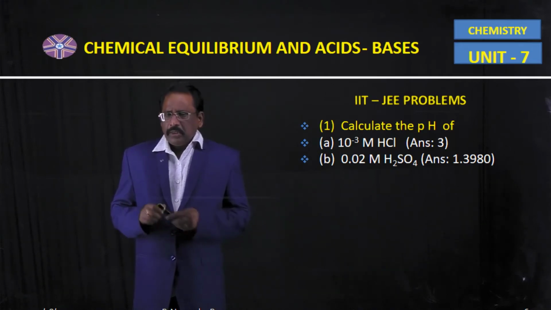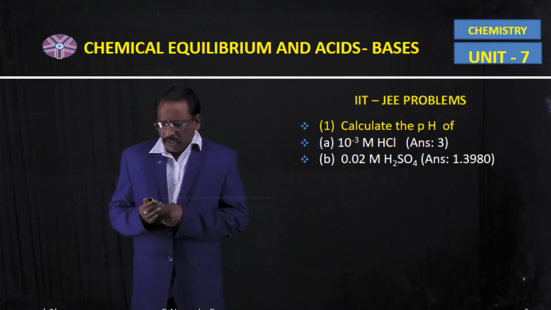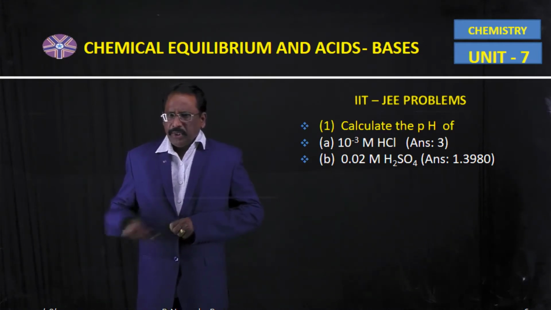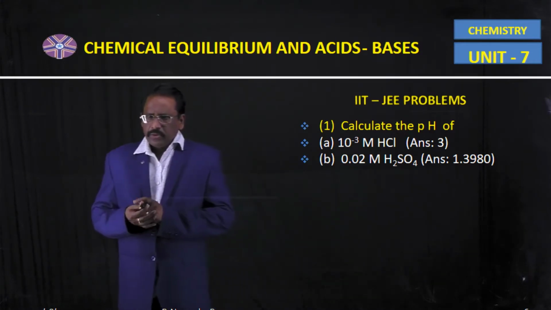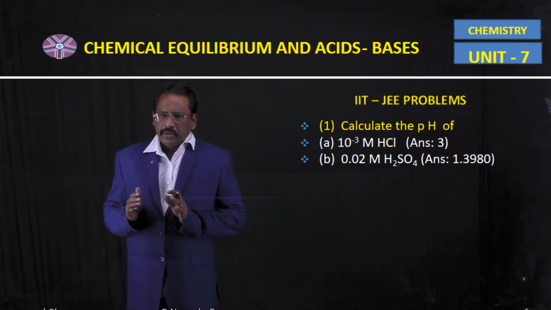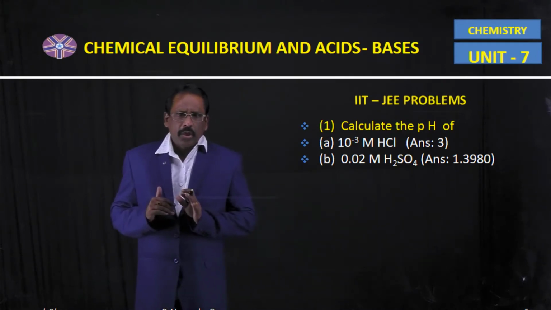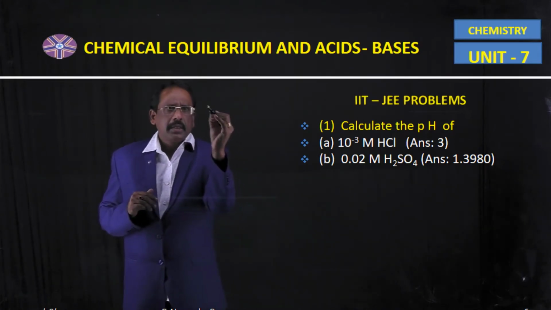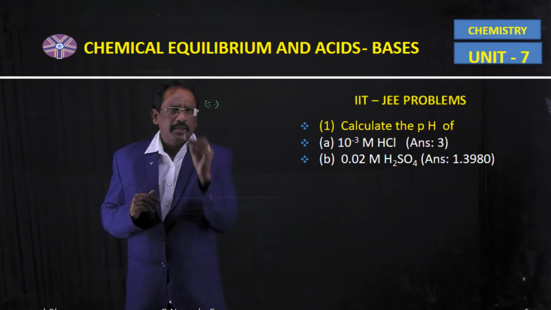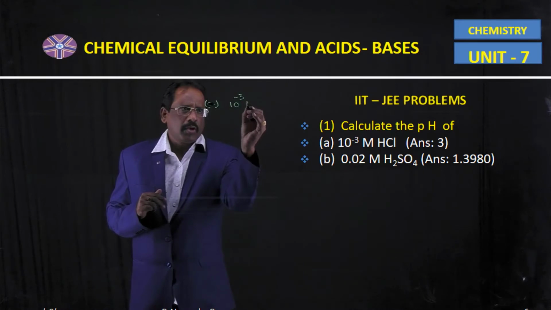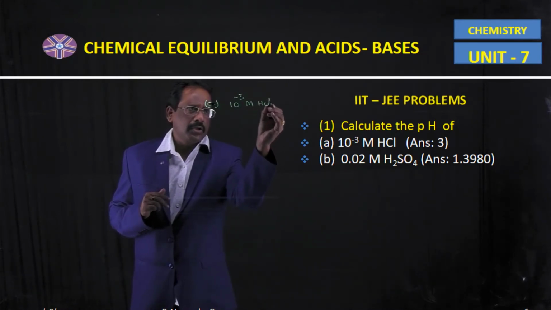Now, some of the problems on the calculation of pH of the solution. The first problem is: calculate the pH of 10 power minus 3 molar HCl solution.